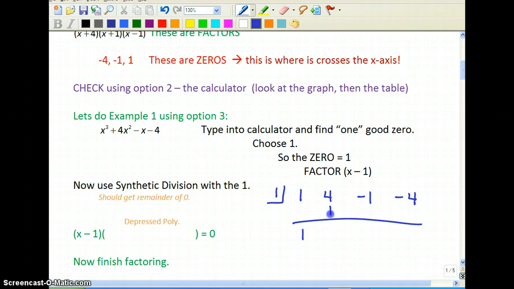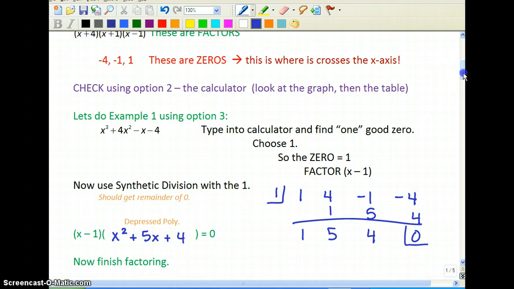So I know this should work. If it doesn't work, I've done something wrong. So I have to get a 0 for the remainder. So I know that x minus 1 is one of my factors. That's this guy. But this is my other factor. So that would be x squared plus 5x plus 4.